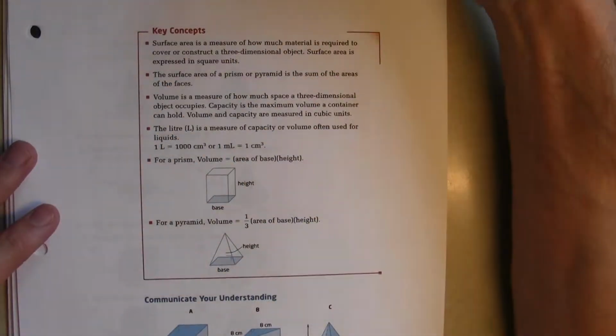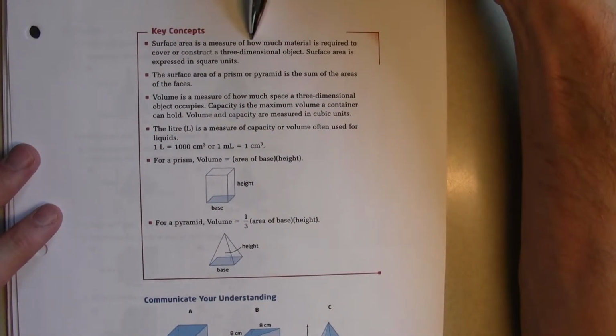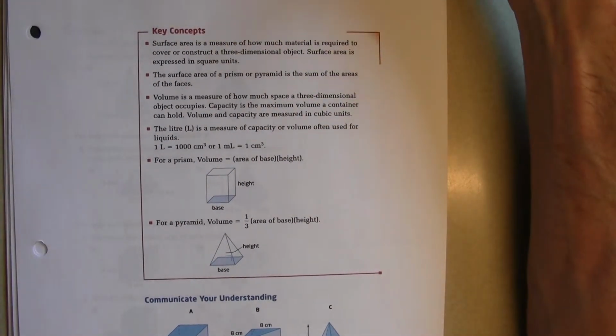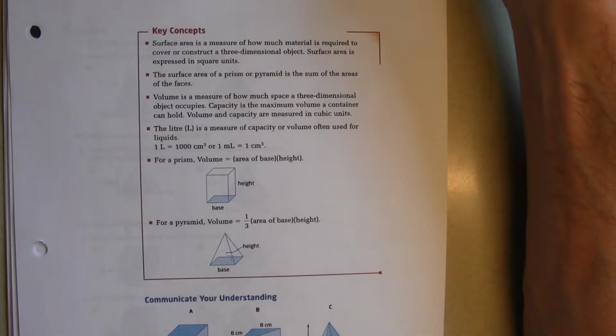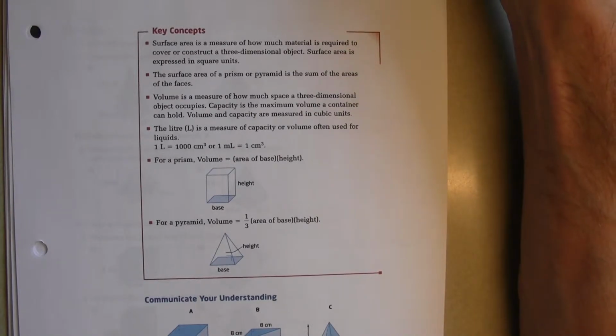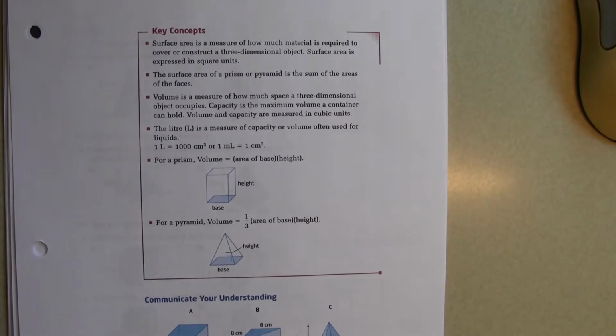All right, so the key concepts here. This is the things we should take home with us here. The surface area is a measure of how much material is required to cover or construct a three-dimensional object. Surface area is expressed in square units, centimeters squared or meters squared for really big objects. The surface area of a prism or pyramid is the sum of the areas of the faces. So you could create a net, find the area of each face, and then add them together. That's what it means by sum.